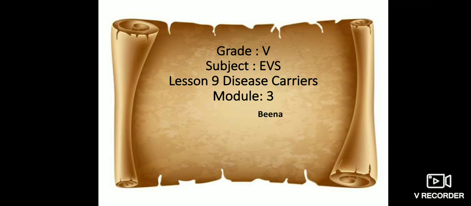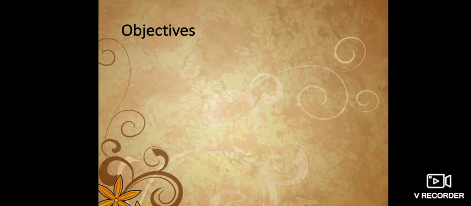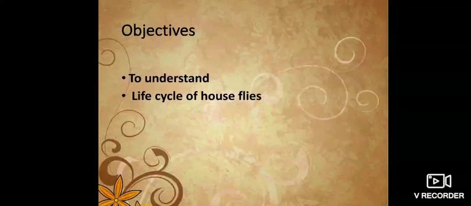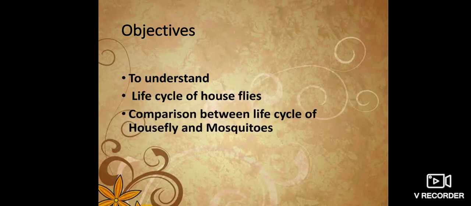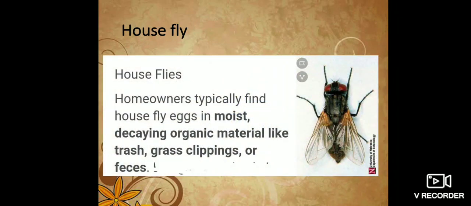Subject EVS, Lesson 9, Disease Carriers, Module 3. Objectives: to understand the life cycle of houseflies, the comparison between the life cycle of housefly and mosquitoes, diseases caused by them, and preventive measures. Let's move. Dear children, in our last module we had studied about mosquitoes, right?